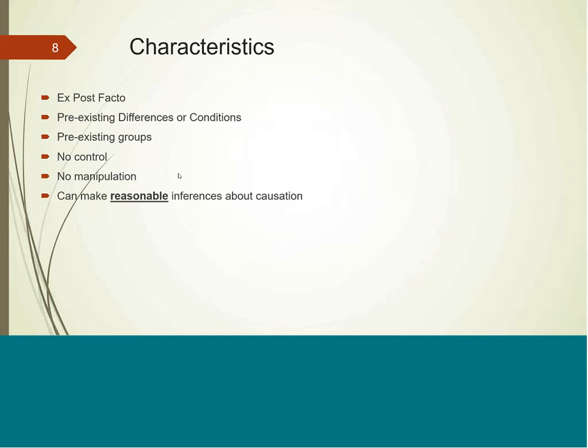Now, there's a lack of control or the inability to manipulate independent variables, which makes it non-experimental. So you can make some reasonable inferences about causation. And reasonable is in bold because most times you cannot discuss causes. You can't say it's caused because it's random assignment that is a requirement for a causal statement.